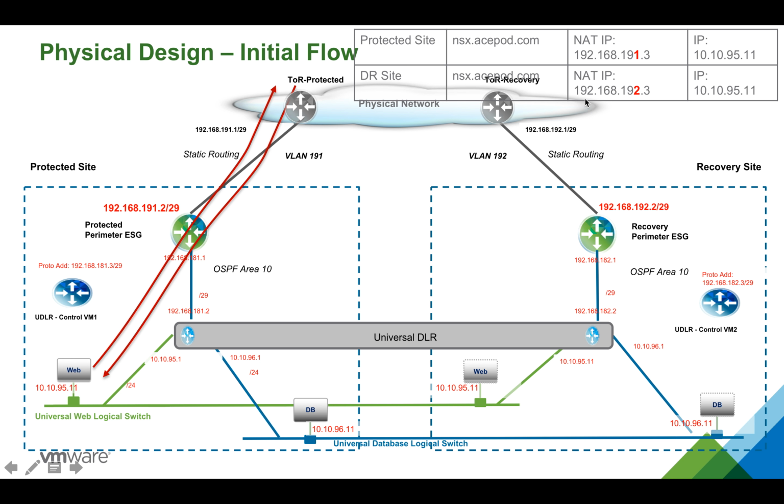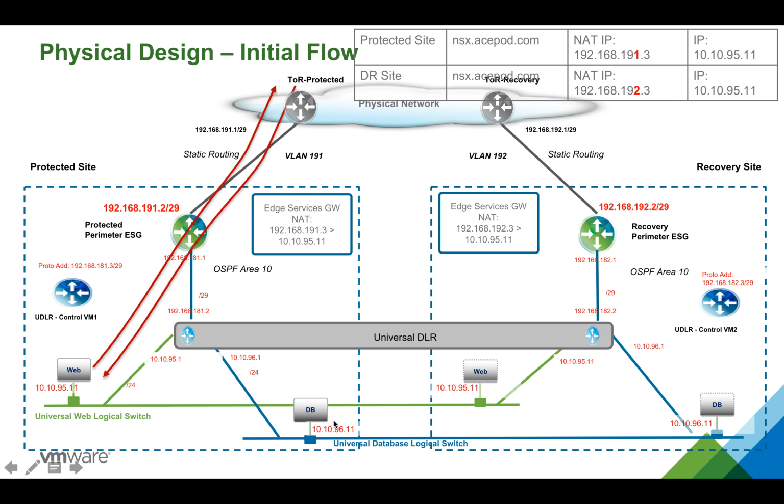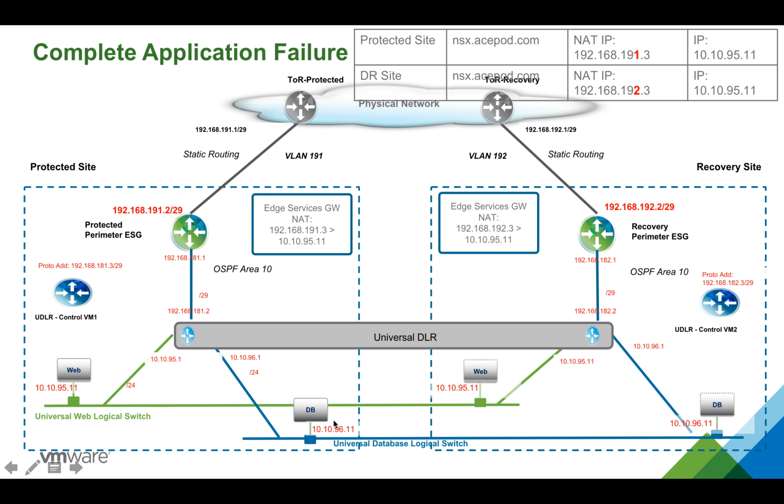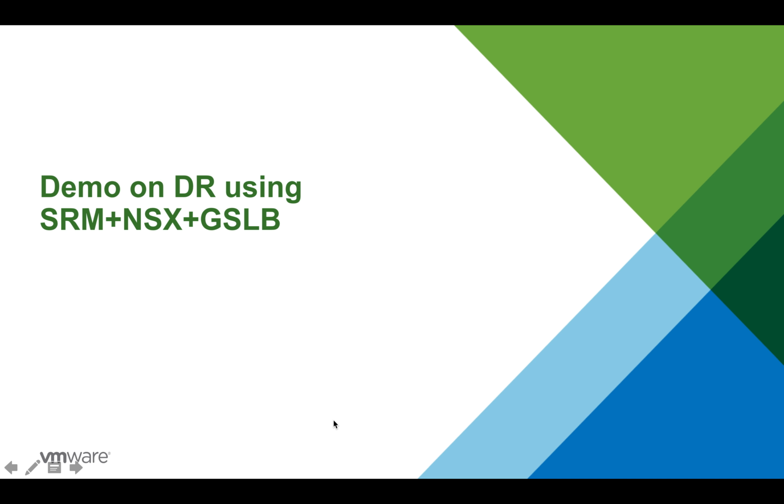You will see that the GSLB will give a response for a DNS resolve of nsx.aspot.com to 192.168.192.3. Things to take note of here: the IP addresses of the web VM as well as the database VM don't change. So let's proceed with the demo.